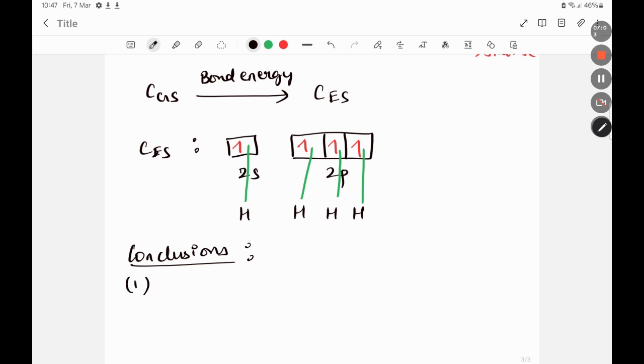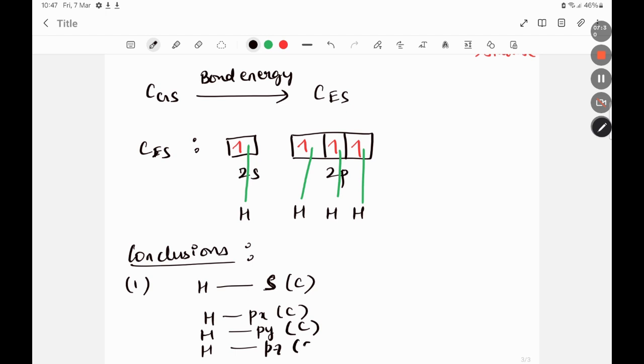The first conclusion is that you can clearly see one hydrogen atom is bonding with the s orbital of the carbon atom. So this hydrogen atom is bonding with the s orbital of carbon atom, and there are other 3 hydrogen atoms which are bonding with the px orbital of carbon atom, another one is bonding with the py orbital, and another one is bonding with the pz orbital. So 3 hydrogen atoms are bonding with the px, py and pz, while one hydrogen atom is different from the others and is bonding with the s orbital.